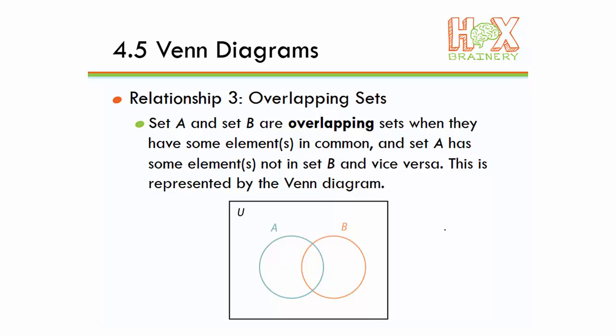Relationship 3, overlapping sets. Set A and set B are overlapping when they have some elements in common, set A has some elements that are not in B, and set B has some elements that are not in A. This is what it's going to look like. Here's your circle for A, and your circle for B, and you can see they overlap right here. This region represents the elements that are in A and not in B, and this region represents the elements that are in B and not in set A. That's what it would look like with a Venn diagram for overlapping sets.